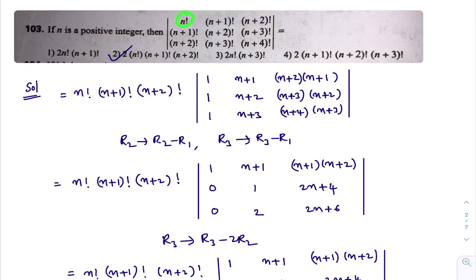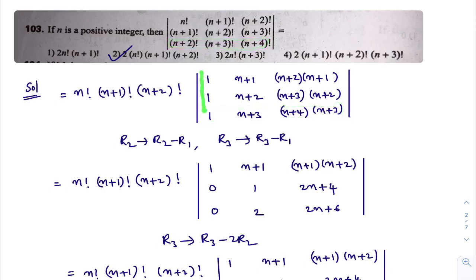Then what will you get here? 1 you will get. What will you get here? N plus 1 you will get. What will you get here? N plus 2 into n plus 1. From the first row I took n factorial common, then I got these elements. Similarly, you take n plus 1 factorial common from the second row, then you will get these things. And you take n plus 2 factorial common from the third row, then you will get these things. I hope the things are clear to you.